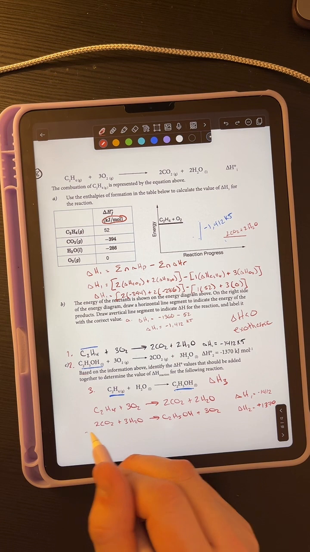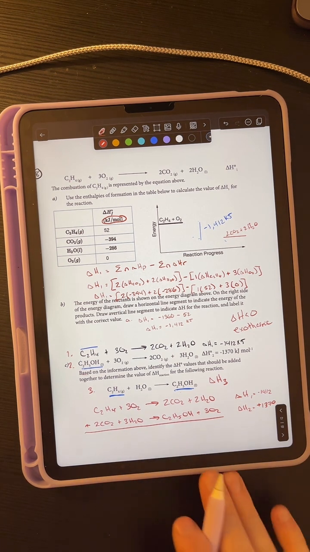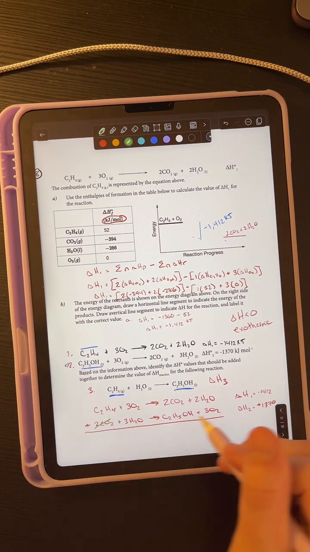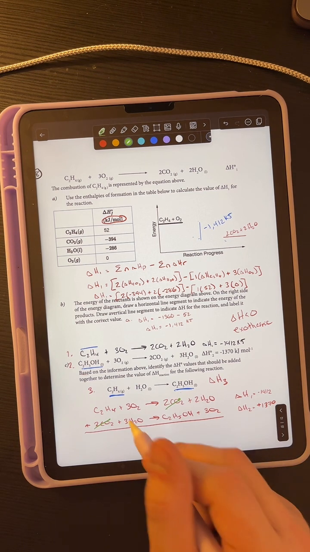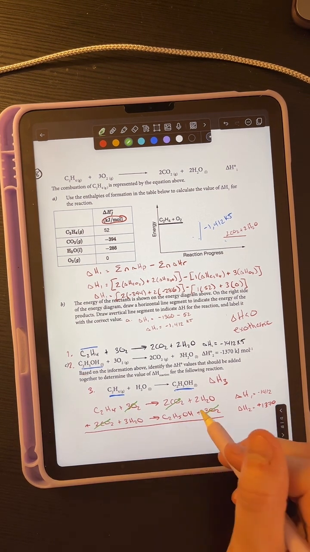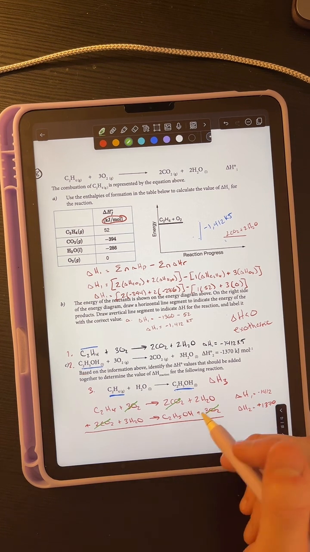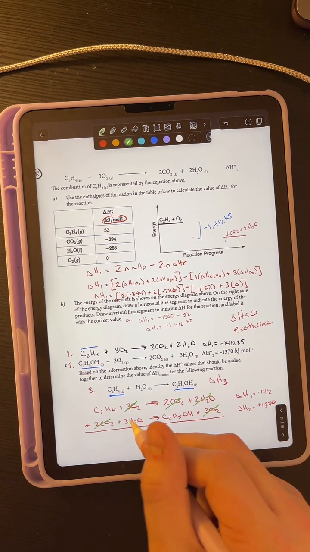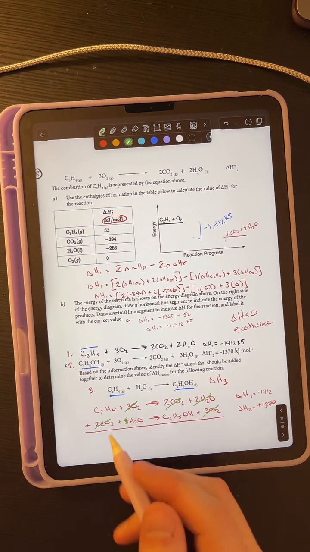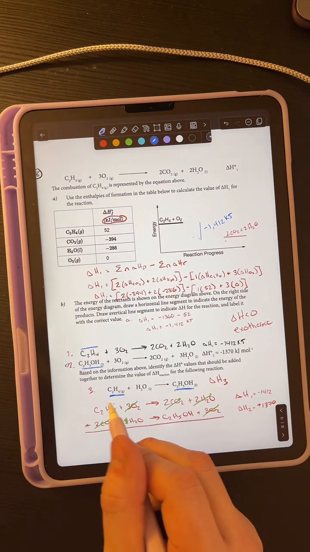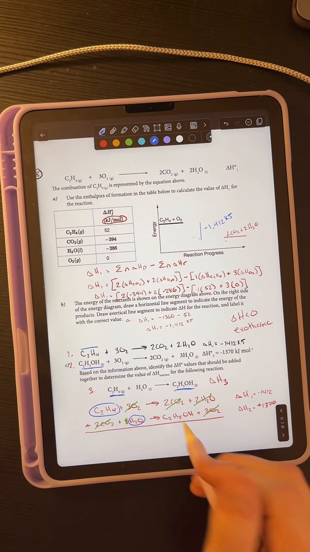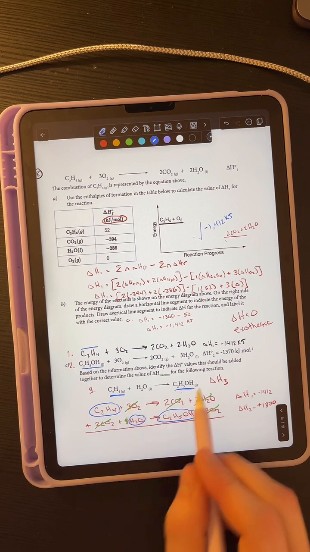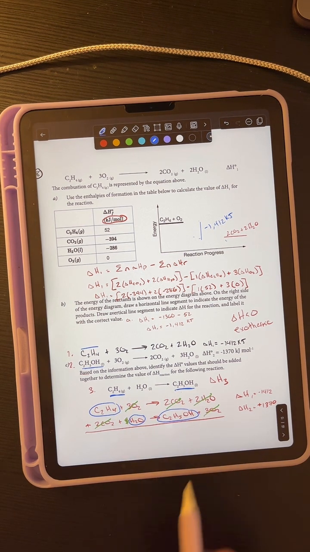So if we were to add these two up, we first are going to cross out anything that appears on both sides. We have 2 CO2s on both sides. We have 3 O2 on both sides. And we have water. But now instead of the same amount, we have 2 waters on our products and 3 waters on our reactants, meaning we'll be left with just 1 water. And if we look at this, we have C2H4 plus water goes to C2H5OH, which is exactly what we want as our third reaction.